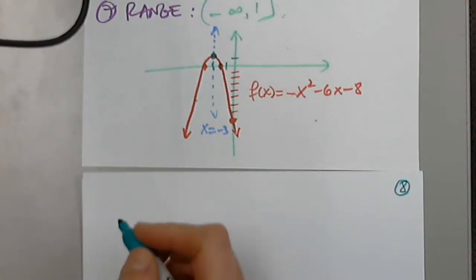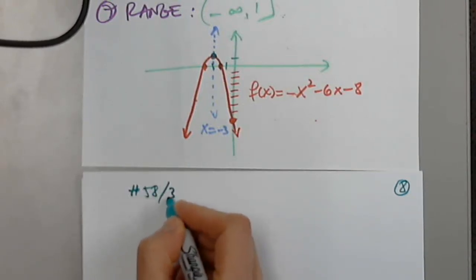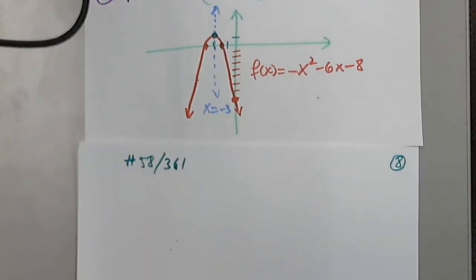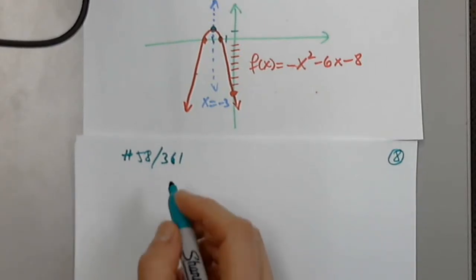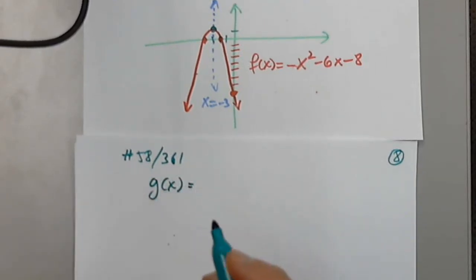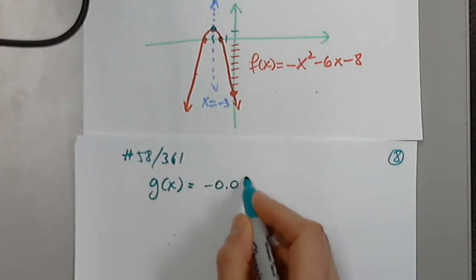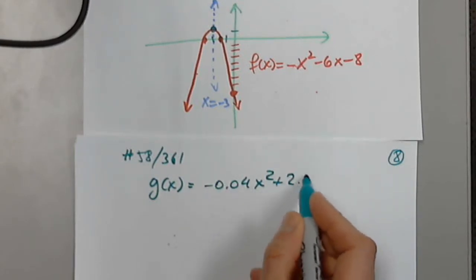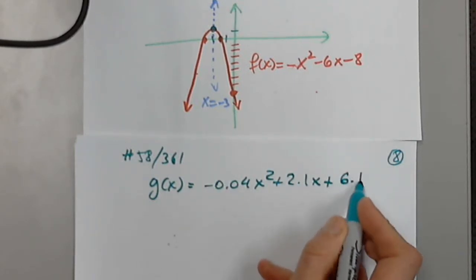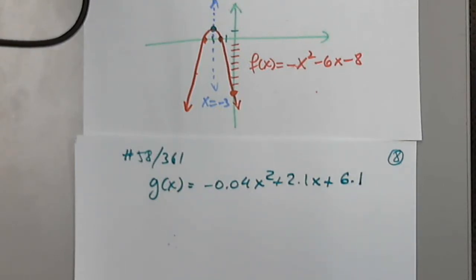Problem 58 on page 361. The trajectory of a shot put, whose path is shown by the red graph, is g(x) = -0.04x² + 2.1x + 6.1, where x is the shot's horizontal distance in feet from its point of release. (The red graph is from a different problem, it's not important.)